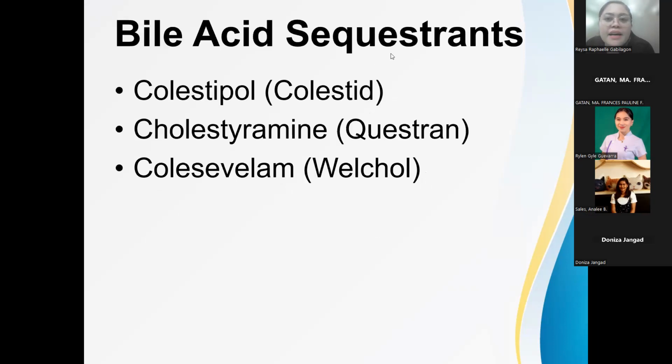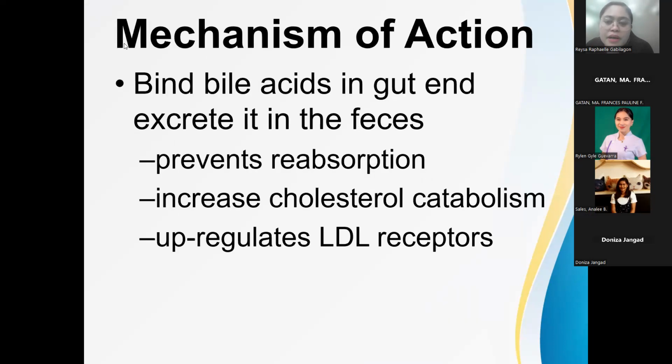Next, bile acid sequestrants. These are the drugs under the bile acid sequestrants: cholestyramine, colestipol, and colesevelam. Mga brand names nila ito. Ano naman ang mechanism of action of this group of drugs? We have bind bile acids in gut and excrete it in the feces. Okay?